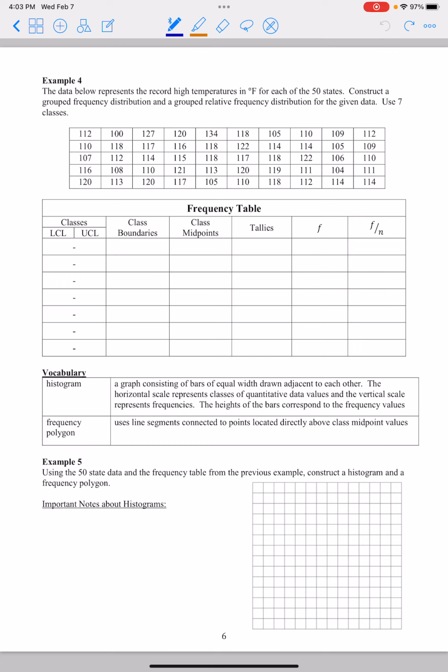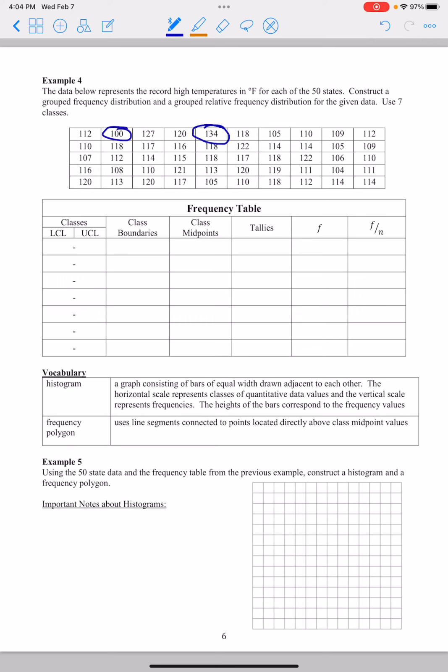we are going to need to figure out what the class width will be. And the way that you figure out what your class width will be if you have data is you need to figure out what your highest value is, what your lowest value is, and then that will help you to determine what the class width needs to be. So for our data here, our highest value is 134, and our lowest value is 100.